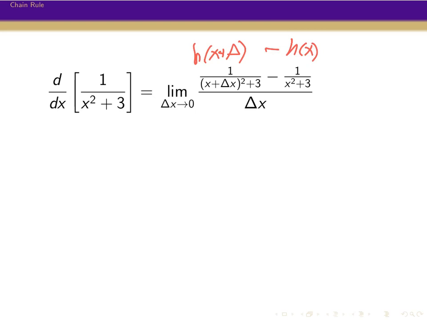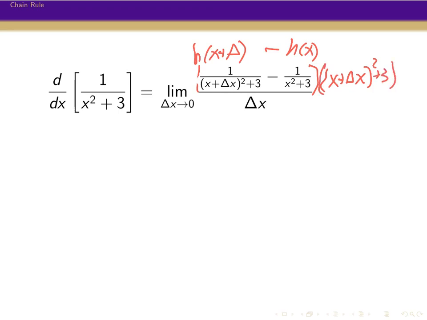Okay, so we've got a fraction inside of a fraction. I don't particularly like that, so we want to clear out our denominators. What do we need to multiply by? Well, to clear out this first one, we're going to need to multiply by x plus delta x squared plus 3.